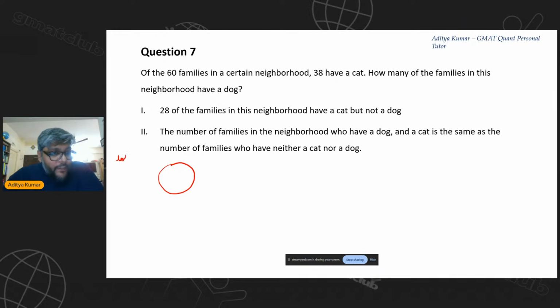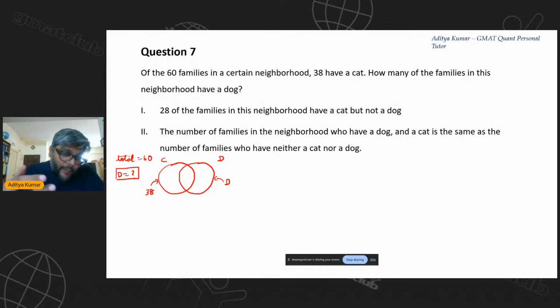I have a total of 60 families. 38 have a cat, so let me call this circle C. How many of the families in the neighborhood have a dog? So I'll call this circle D. D is what they're asking me to solve for. I need to solve for D. D is equal to what? It's how many, so it's a value data sufficiency question. I need to get to one unique answer.